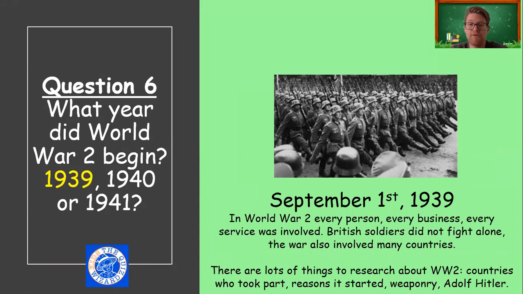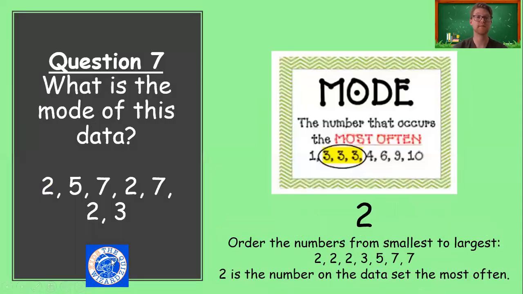In World War II, every person, every business, every service was involved. British soldiers did not fight alone. The war involved many countries. I said it earlier, there are lots of things to research about World War II. Countries who took part, reasons it started, different types of weaponry. Adolf Hitler, key figure. That's something that you could do today as a mini project.